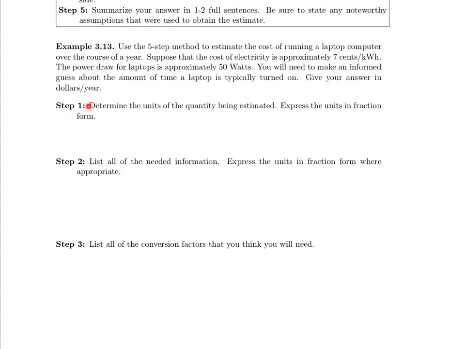So let's look at step 1. Determine the units of the quantity being estimated and express the units in fraction form. Well, in this case, we're told to give our answer in dollars per year. So those are the units we're looking for. If we write it in fraction form, it's dollars over year. So those are the desired units. That's what we're striving to get. Now let's look at step 2. List all of the needed information.